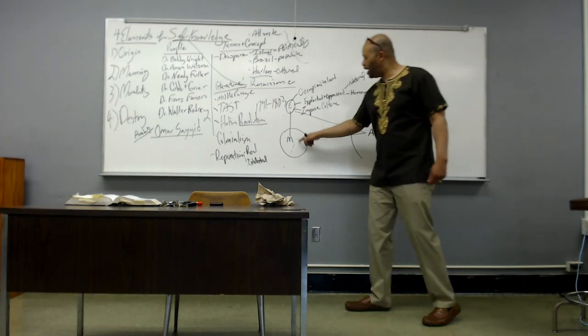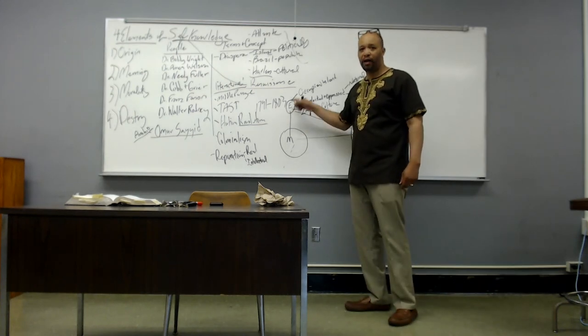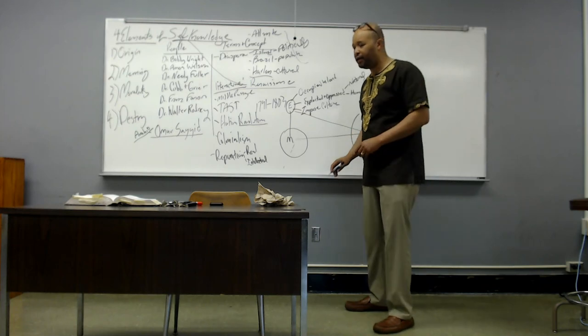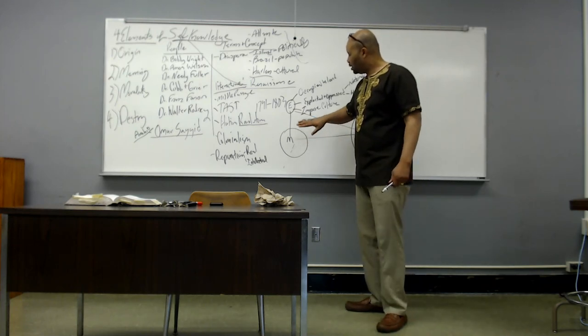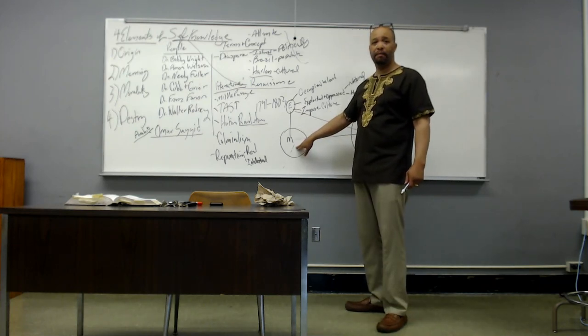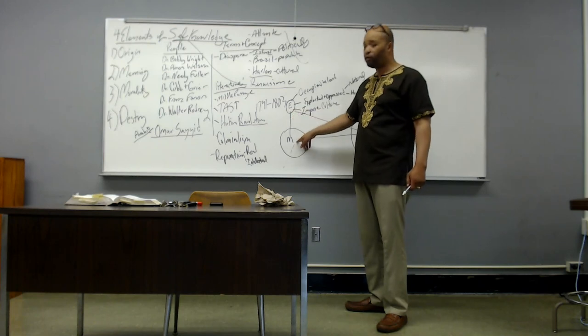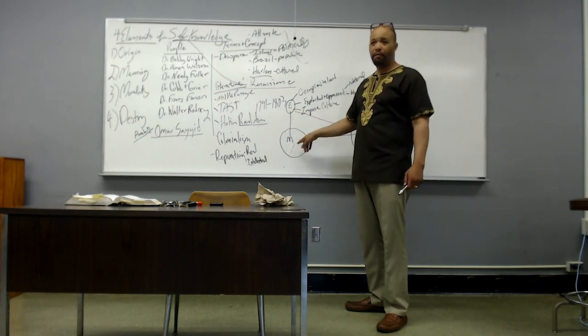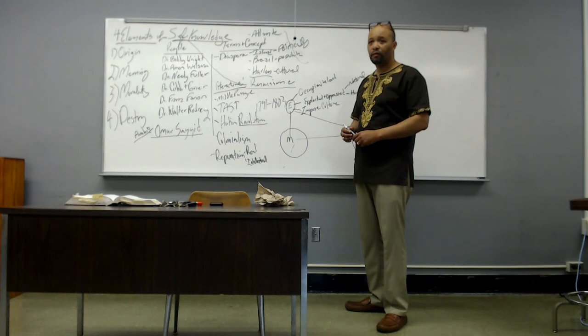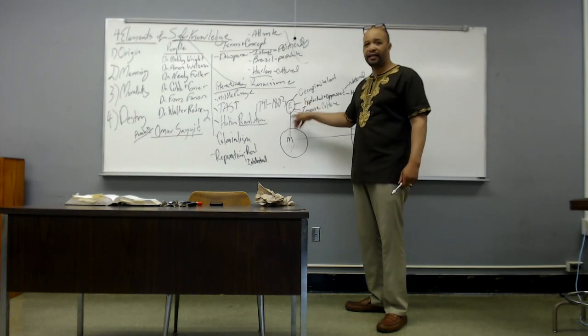But this group here and this group here have a very unusual relationship, and you have to understand it, and here it is. This group, the mulattoes, thought that they were equal with this group. Is that important? They thought that. Now, what made them think that? Because they were interacting with each other.